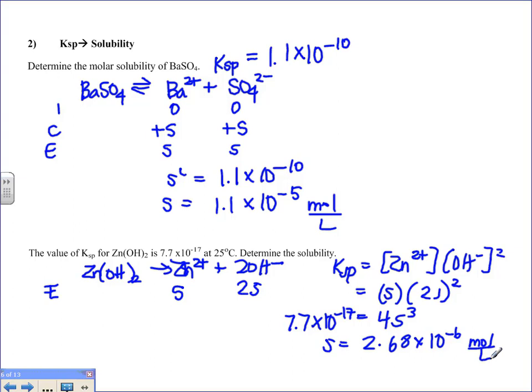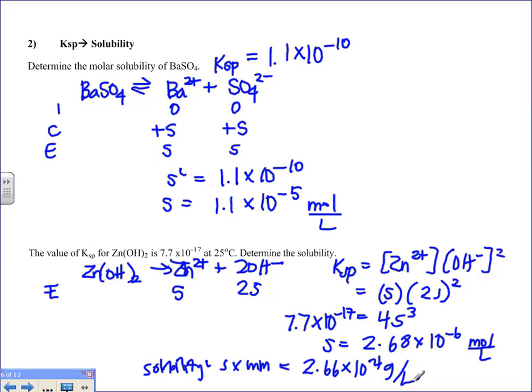So the solubility here is in moles per liter. So this is the molar solubility, but we're asked for solubility. And what you need to assume is that if you're just asked for solubility, it's asking you for the grams per liter. So if we want to find the solubility in grams per liter, we need to take the S and multiply by the molar mass of the zinc hydroxide, which in this case is 99.41. And we find that we get 2.66 times 10 to the negative 4 grams per liter.